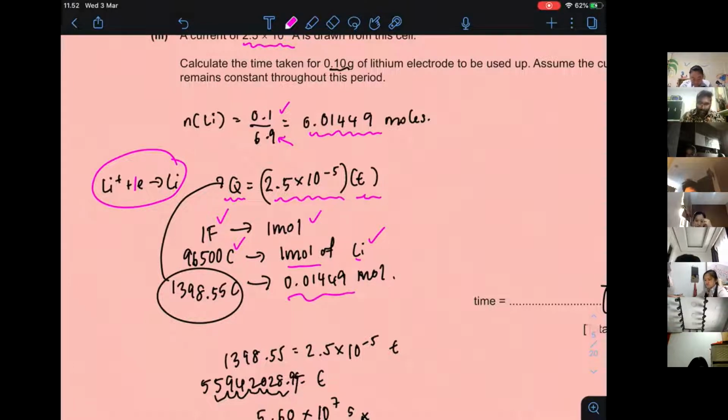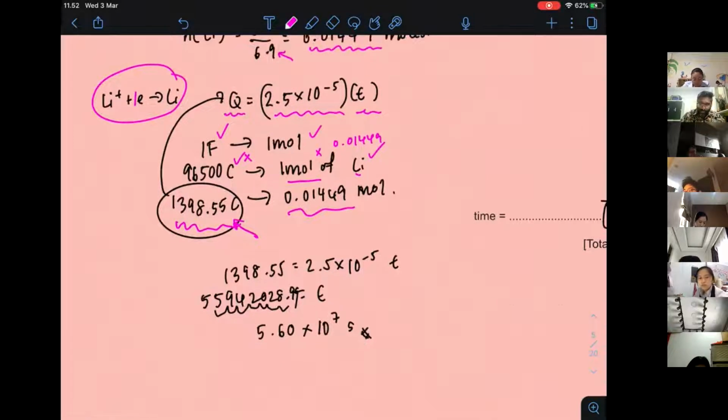So what I do is I just need to times this by 0.01449. So this one also you times with 0.01449, and you will get the column. If you do that, you are going to get this value. So where do we get this? You are going to get it from 96500 times 0.01449. That is going to be the column, and that column is going to be related to this.